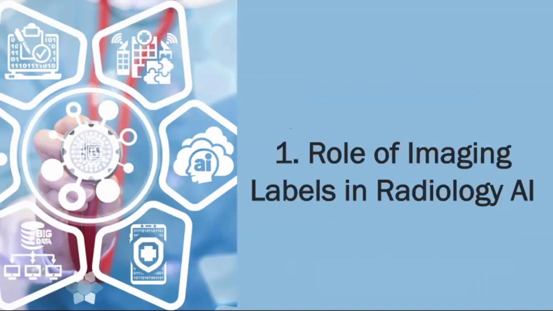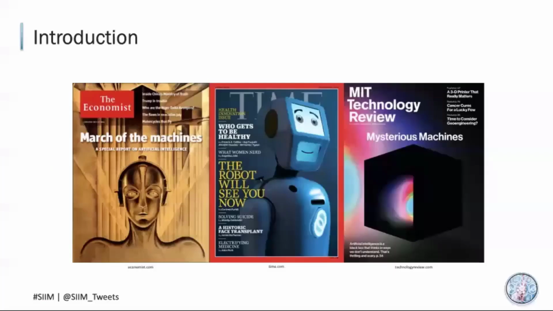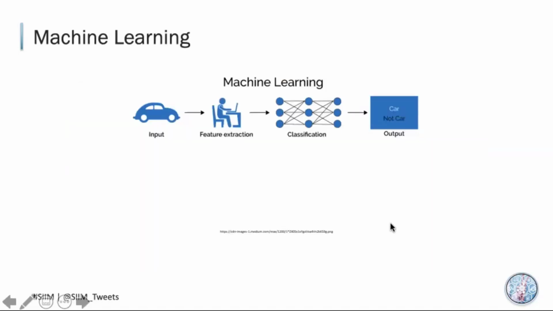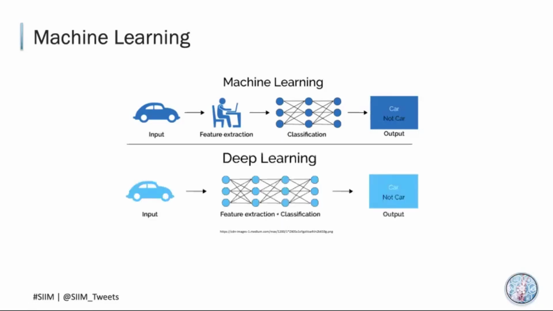Let's begin by discussing the role of imaging labels in radiology AI. As many of us know, AI has received tremendous attention and excitement across multiple fields, including healthcare and radiology. What has been critical to this is something called deep learning. Traditional machine learning requires an engineer to specifically define features to be extracted for classification of an image. Deep learning gets rid of this step, allowing for feature extraction and classification to occur without explicit programming.